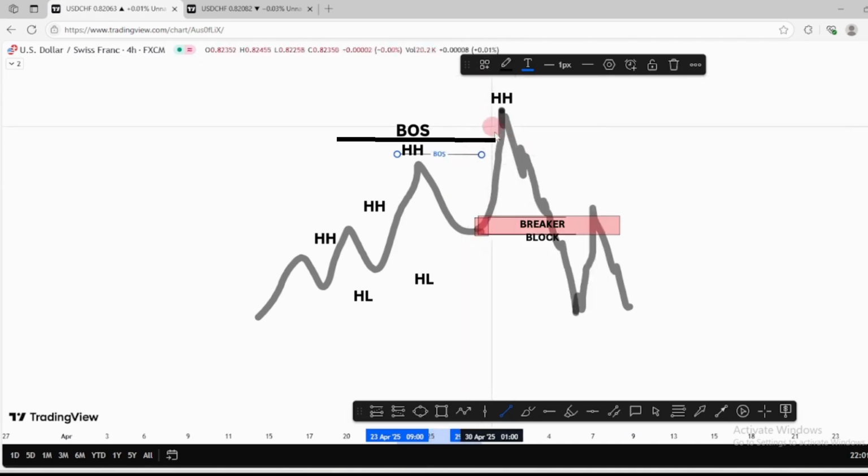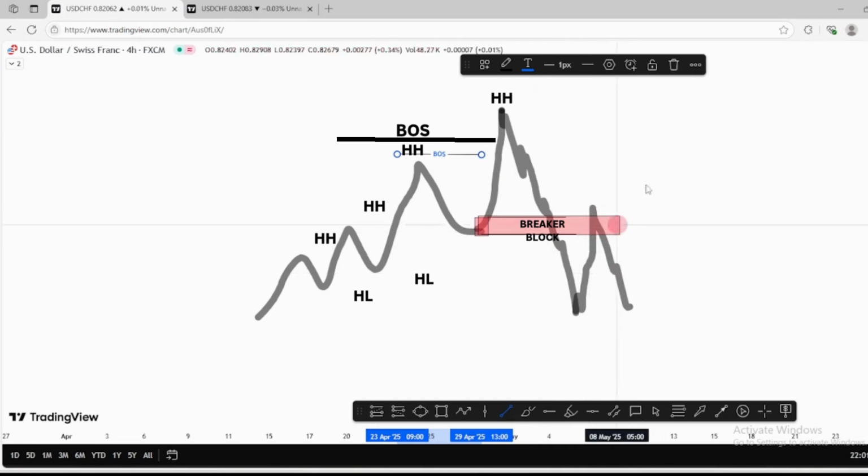We're expecting price to come into the order block right here and then we buy from there. But sometimes price will just break the order block and then come back. If price breaks the order block, it becomes a breaker block, and price will test the breaker block and then drop to the downside. This is what we call a bearish breaker block. We have two types of breaker block, bearish and bullish. So this is for a sell trade.